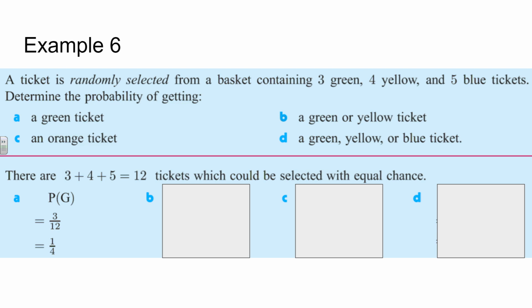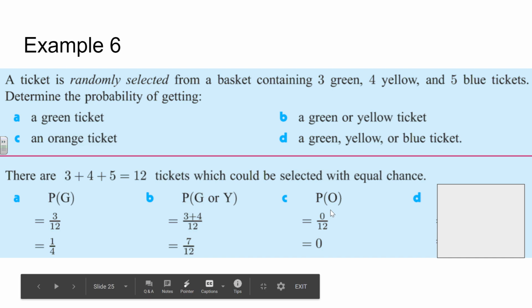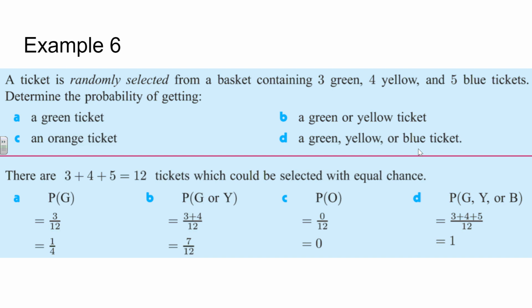Part B says a green or a yellow ticket. There are 3 green and 4 yellow, therefore there are 7 green or yellow tickets out of 12, 7/12. C says orange ticket. Well, there are no orange tickets, therefore the probability of orange is 0. Green, yellow, or blue. Well, those are the 3 colors that we have, therefore it is all of them, 12 out of 12 or 1.